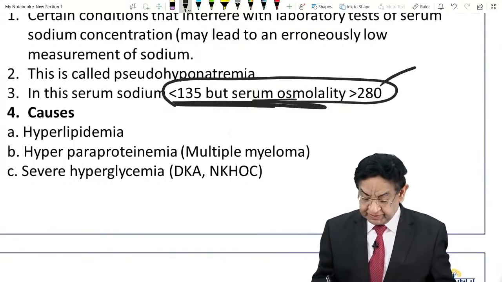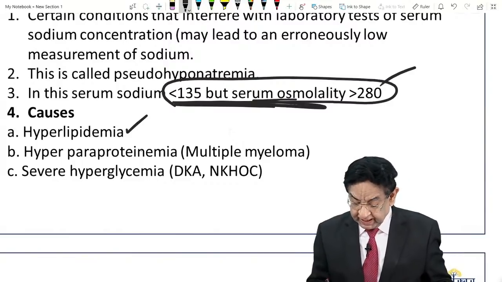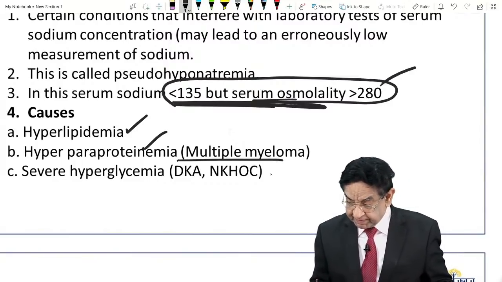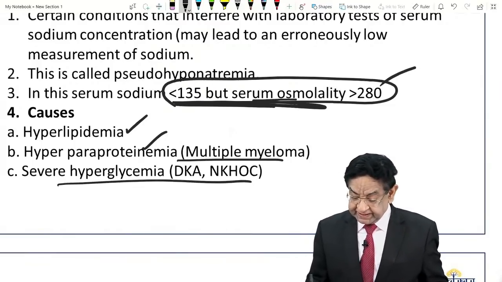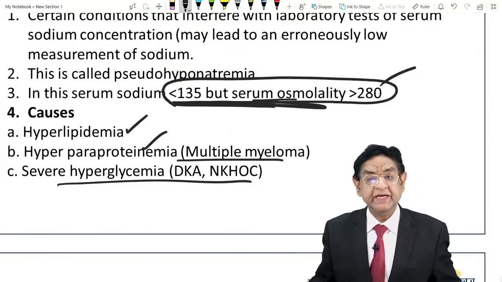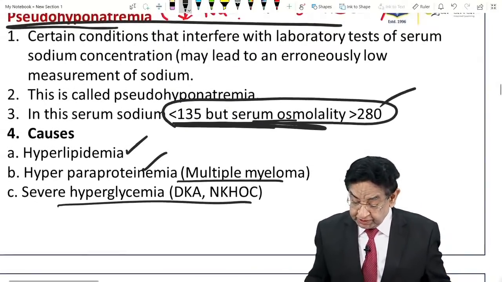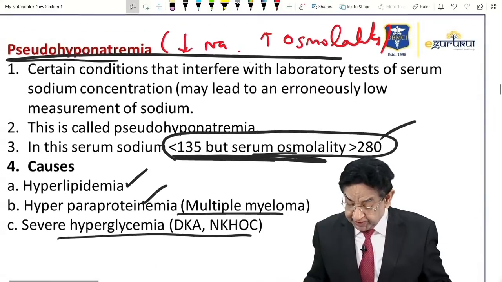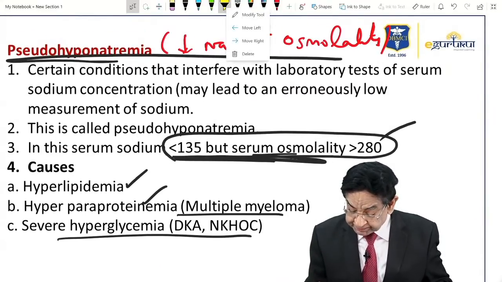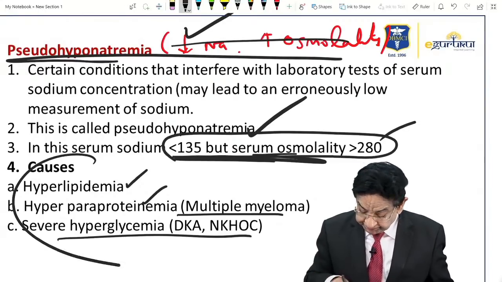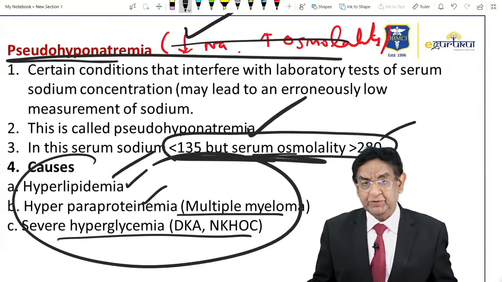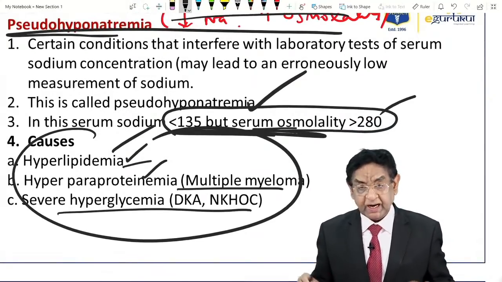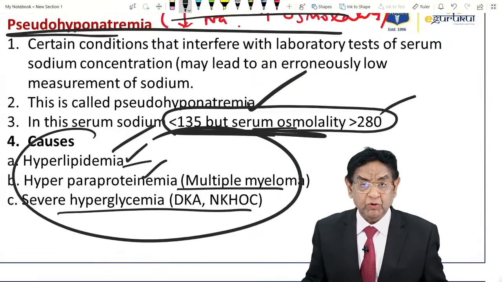Now, what are the causes we see? Hyperlipidemia, hyperproteinemia that we see in multiple myeloma, and hyperglycemia in conditions like DKA and non-ketotic hyperosmolar coma. In this, what you have to remember is number 1, number 2, number 3.